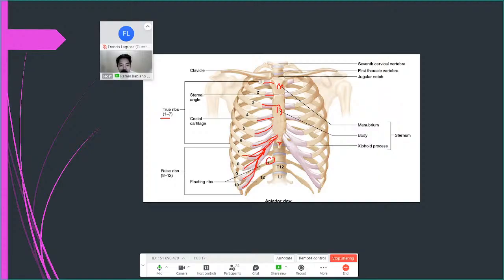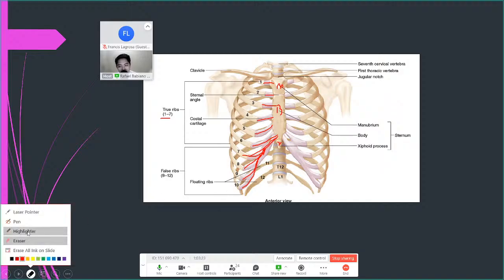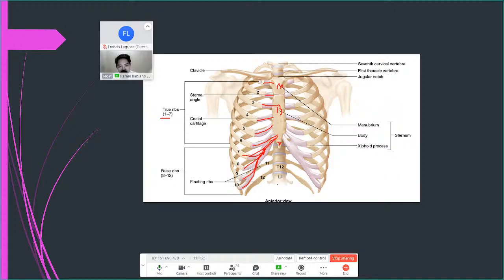And then the 11th and the 12th ribs don't have an attachment. They're called the floating ribs. 11 and 12. If you can see, this is 11, this is 12. They don't have an attachment. They are floating. So true ribs, false ribs, and floating ribs. Take note, 12 on each side, 24, then you have your sternum as 1.